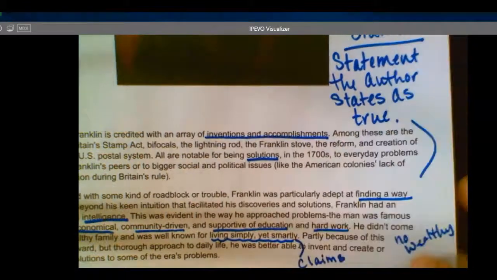Okay, so you're going to continue through this annotating, and let me know if you need help.